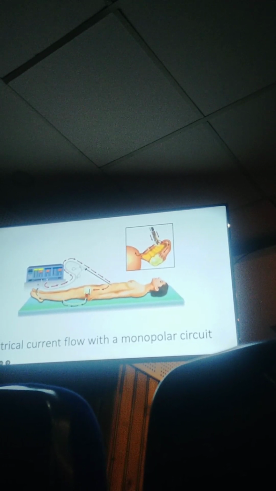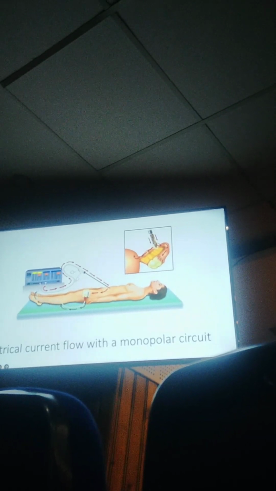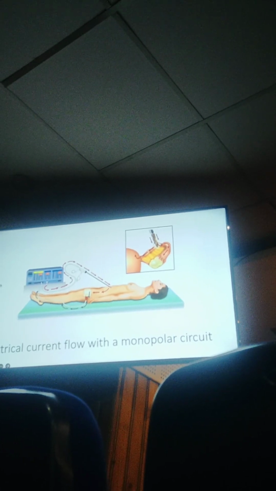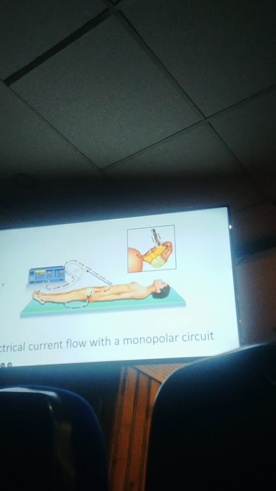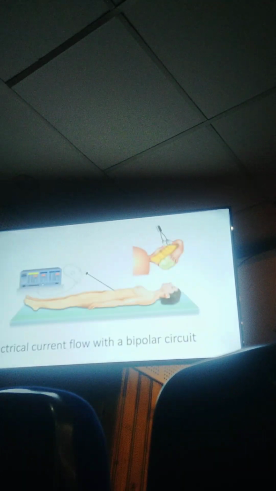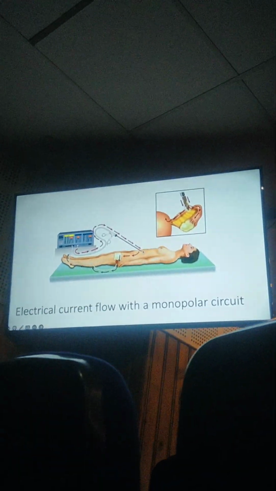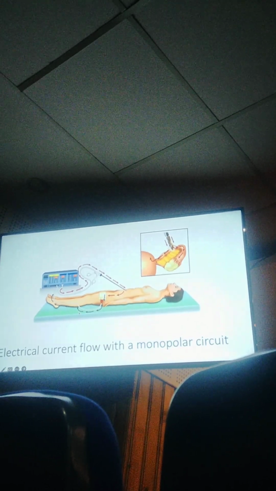While it alternates, the current will flow in this direction and then go back through our active electrode, and that happens rapidly. So this is a monopolar setting. Even in a monopolar setting, the current is flowing from one electrode to another electrode, which are placed separately.